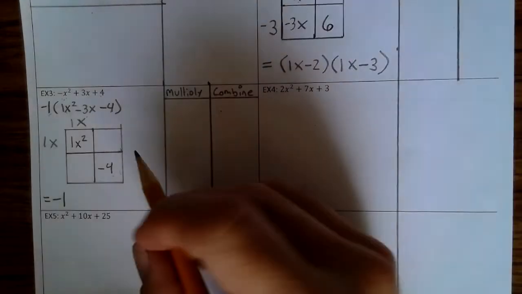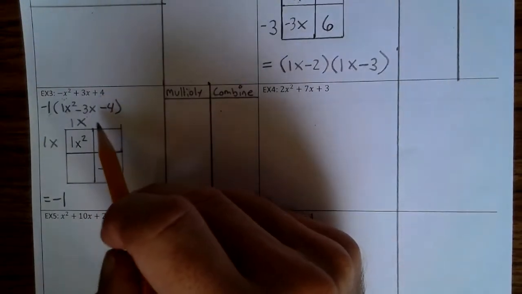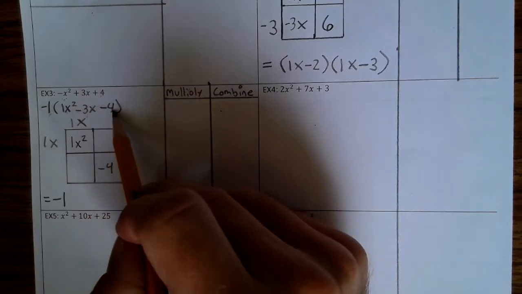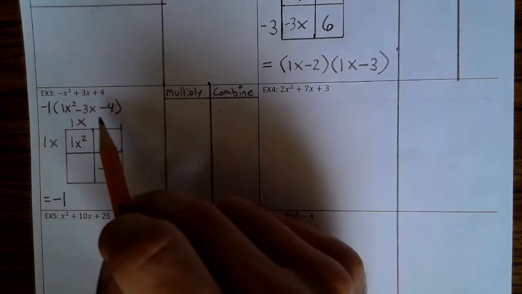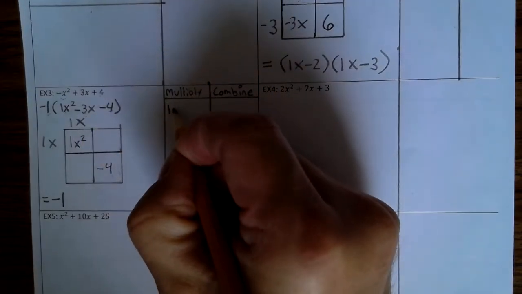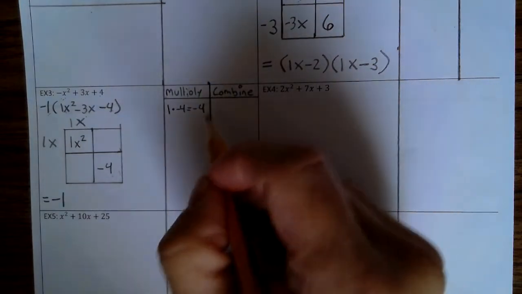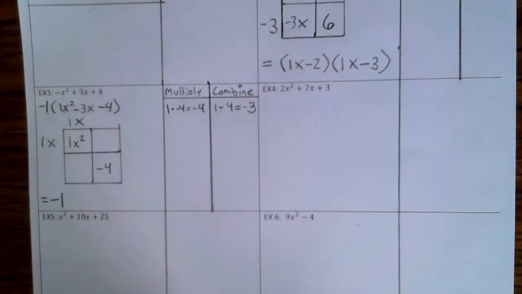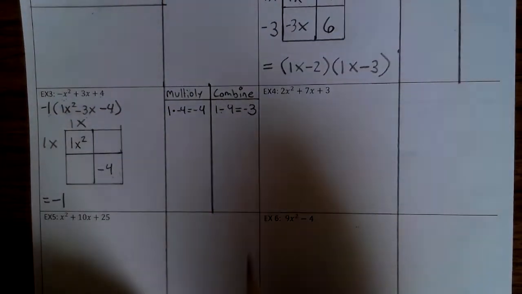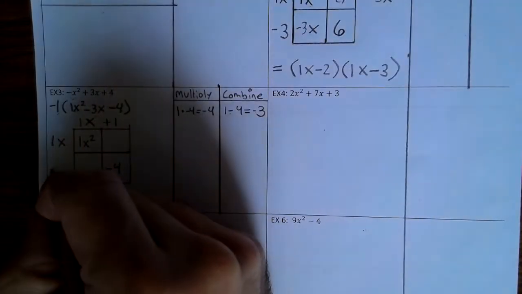Okay, now we're looking at this. In order for the last number to be negative and the middle number to be negative, you have to multiply a positive by a negative. So 1 times negative 4 is negative 4, and then 1 minus 4 is negative 3. Well, that works. So our factors are x plus 1 and x minus 4.